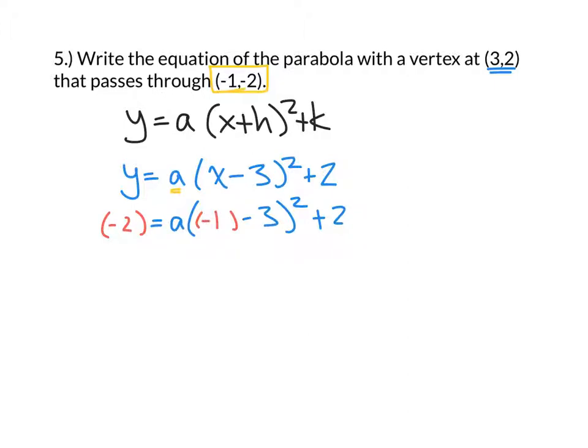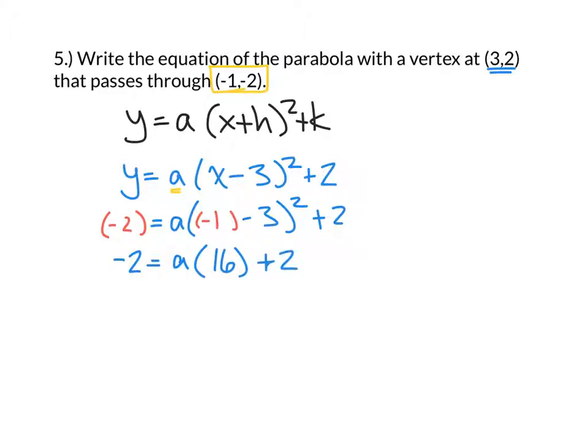Now I have an equation that only has one variable in it, and that's the variable we need to solve for. So on the left I have -2. A is getting multiplied by -1 minus 3 squared. So -1 minus 3 is -4. When I square that, I'm left with 16.